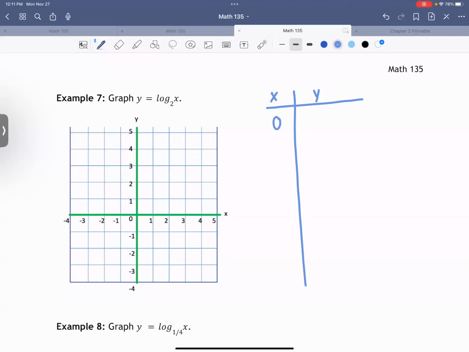And if I'm plotting x equals 0, I'm trying to figure out what log base 2 of 0 is, right? Now, does anyone remember what the log of anything of 0 is? 1, right? So that was one of our log properties that we learned about. It's always going to be 1. If we're finding the log of 0, it's always 1, okay?